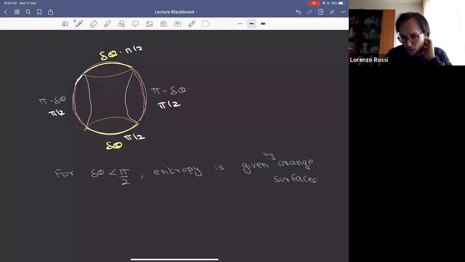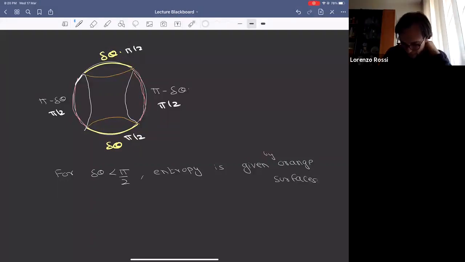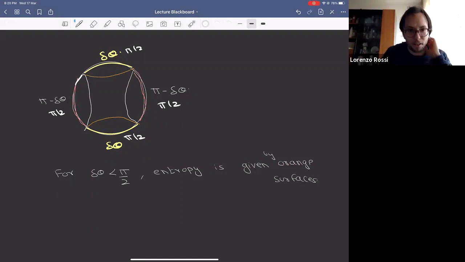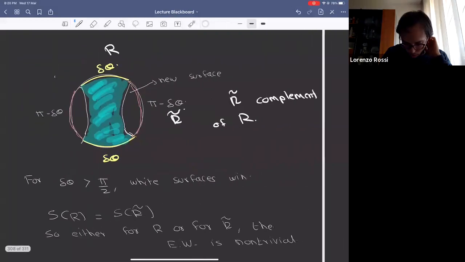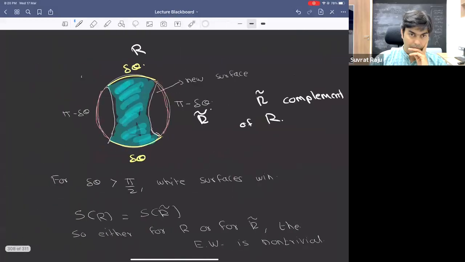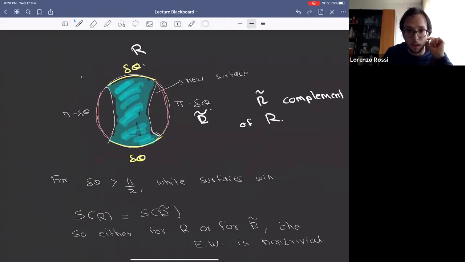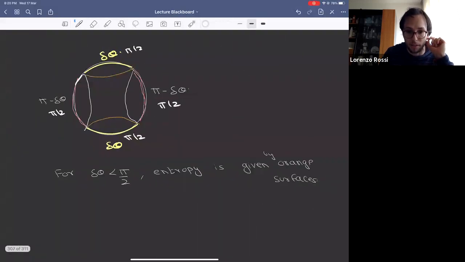Sorry, if no one has other questions, I still can't completely see why S of R is equal to S of R tilde from the discussion that we were having before. Because visually, the length of the surface that we consider for R and R tilde are very different if R is large, for example. So R tilde is small.